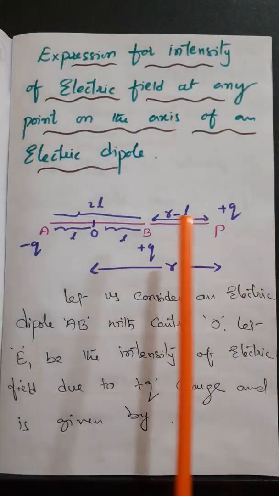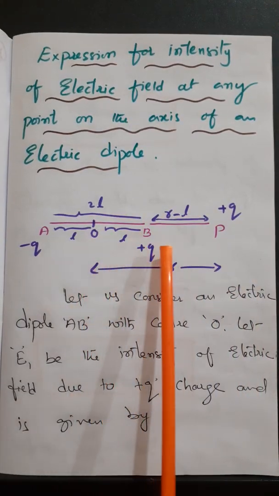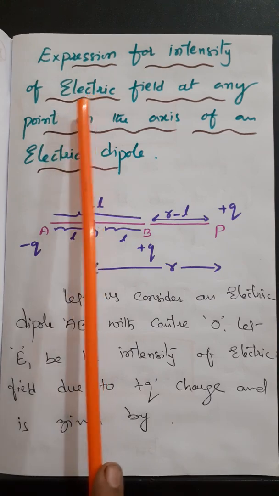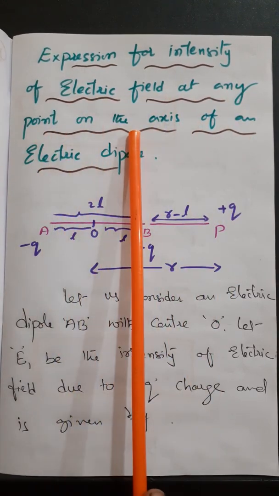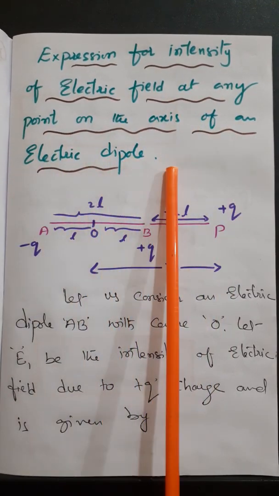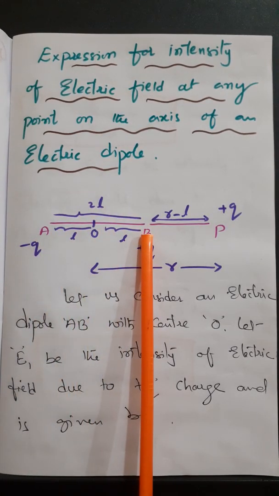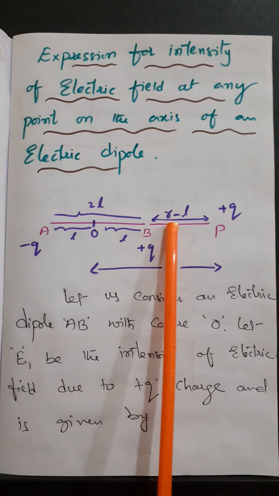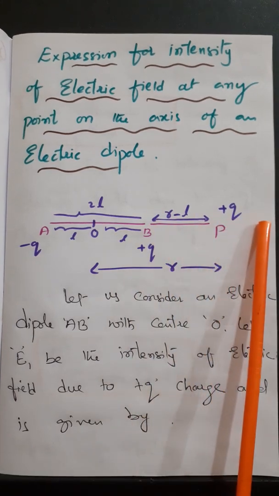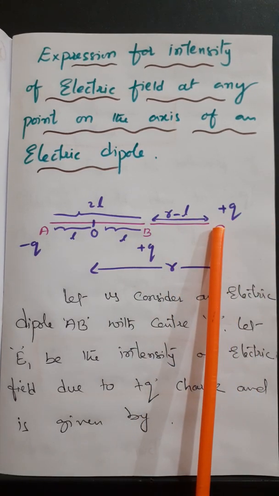Now, coming to the point, our aim is to find the intensity of electric field at any point on the axis of an electric dipole. First of all, consider AB as an electric dipole. The axis is along this line. Let us suppose P is the point where we have to calculate the electric field.